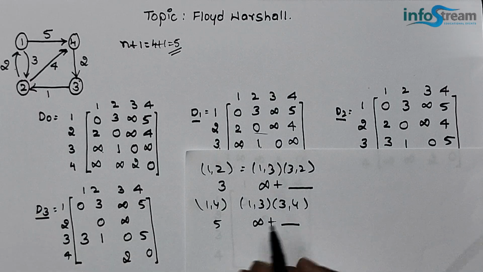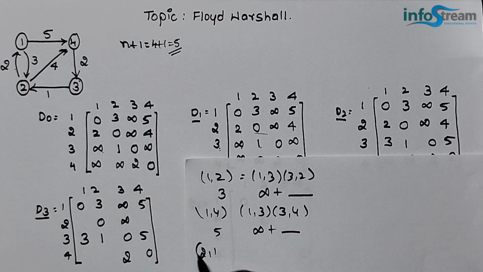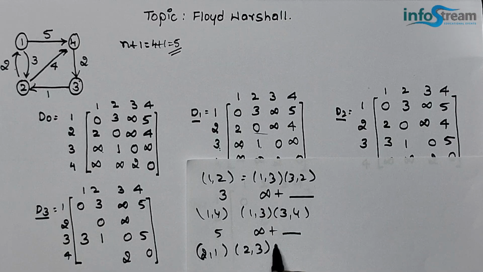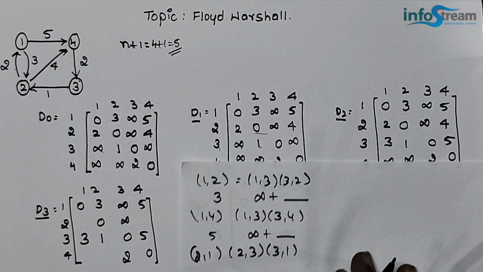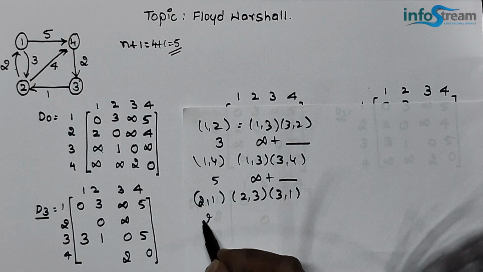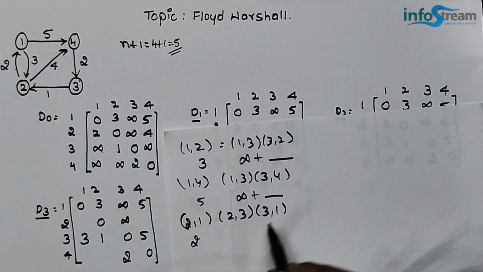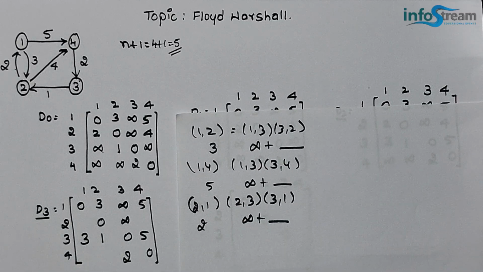Now let's find the value of 2 comma 1. So 2 comma 1 means from 2 to 3, from 3 to 1. The value of 2 comma 1 is 2. The value of 2 comma 3 is infinity. If you add anything to infinity, it will be infinity itself. So the smaller value is 2.